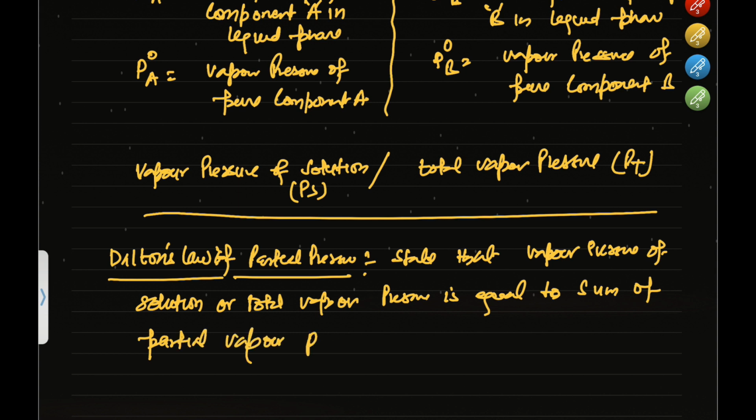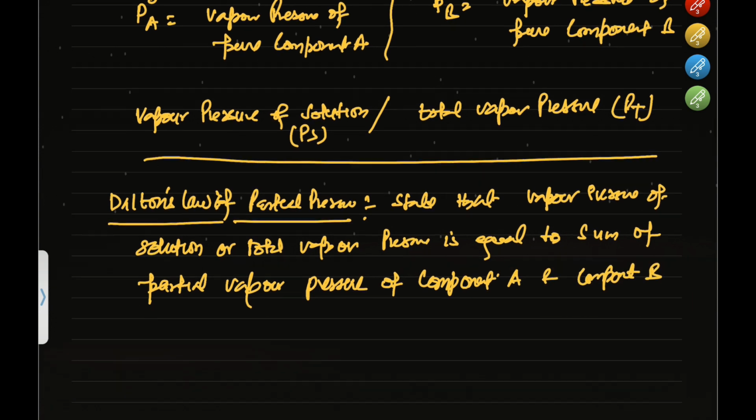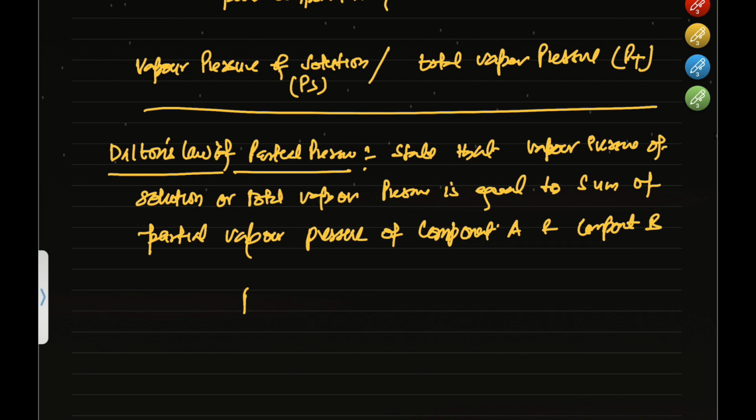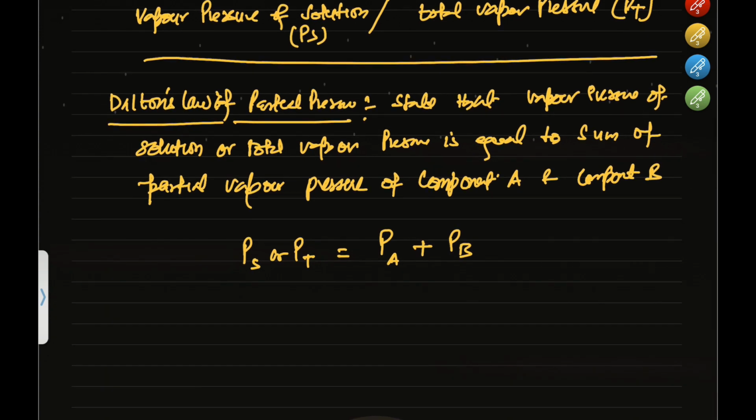Sum of the partial vapor pressure of component A and component B. This means the vapor pressure of the solution or total vapor pressure is the partial pressure of component A plus the partial pressure of component B. This is Dalton's law of partial pressure.